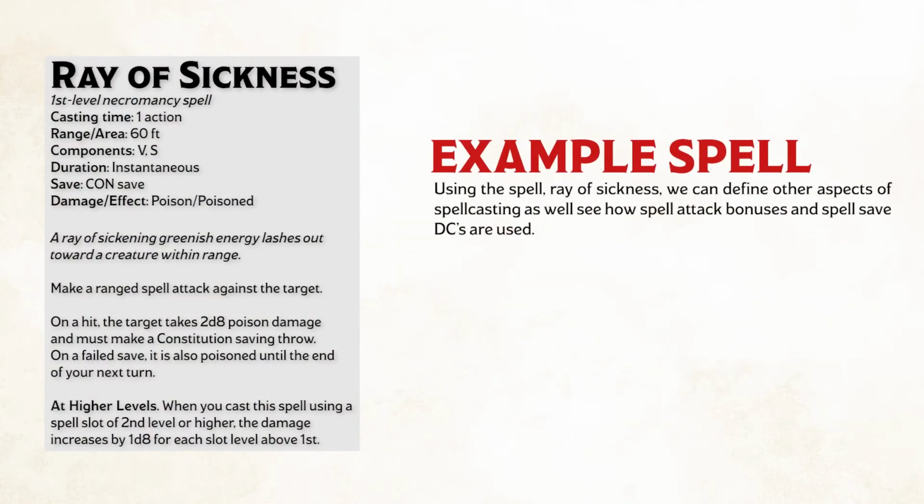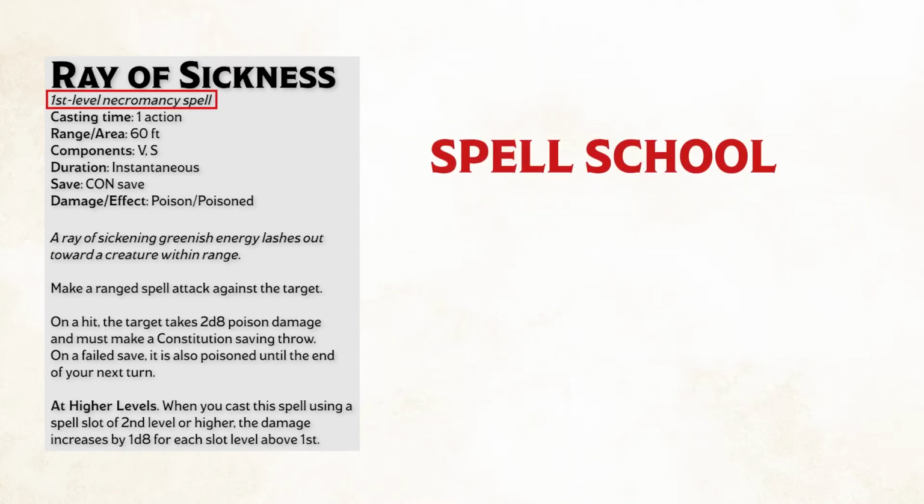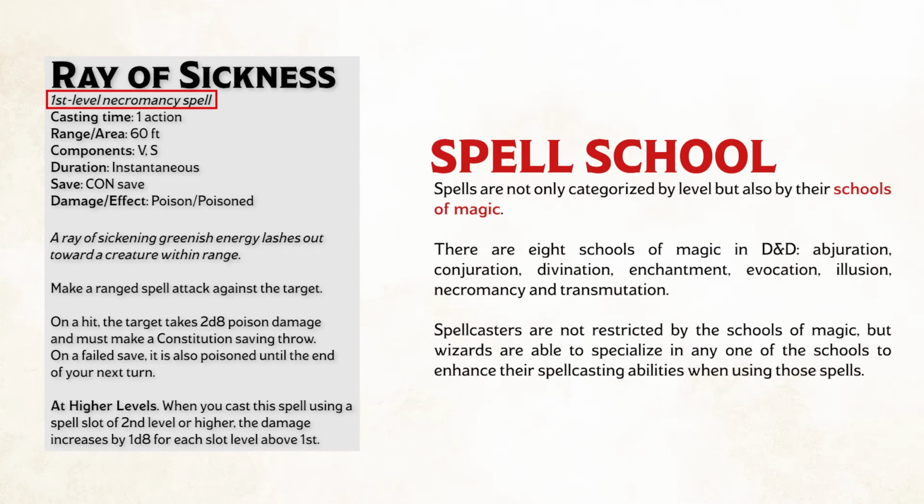Using the spell Ray of Sickness, we can define other aspects of spellcasting as well as see how spell attack bonuses and spell save DCs are used. Spell School. Spells are not only categorized by level, but also by their schools of magic. There are 8 schools of magic in D&D: Abjuration, Conjuration, Divination, Enchantment, Evocation, Illusion, Necromancy, and Transmutation. Spellcasters are not restricted by these schools of magic, but wizards are able to specialize in any one of the schools to enhance their spellcasting abilities when using those spells.